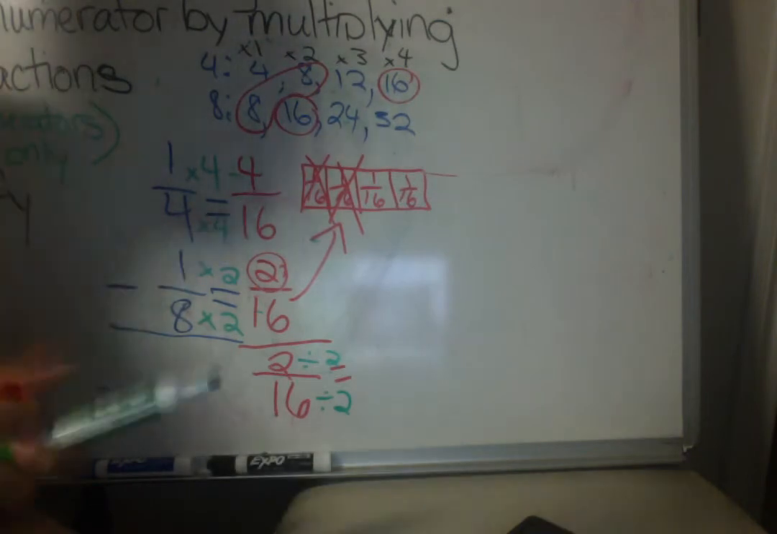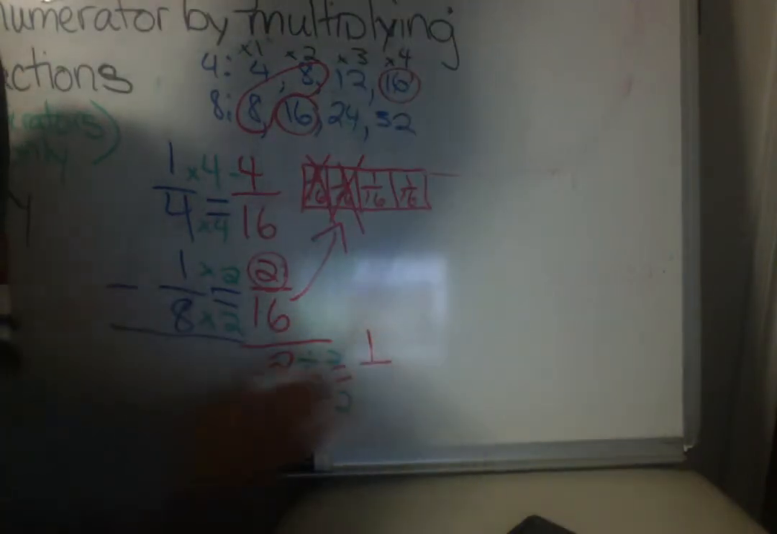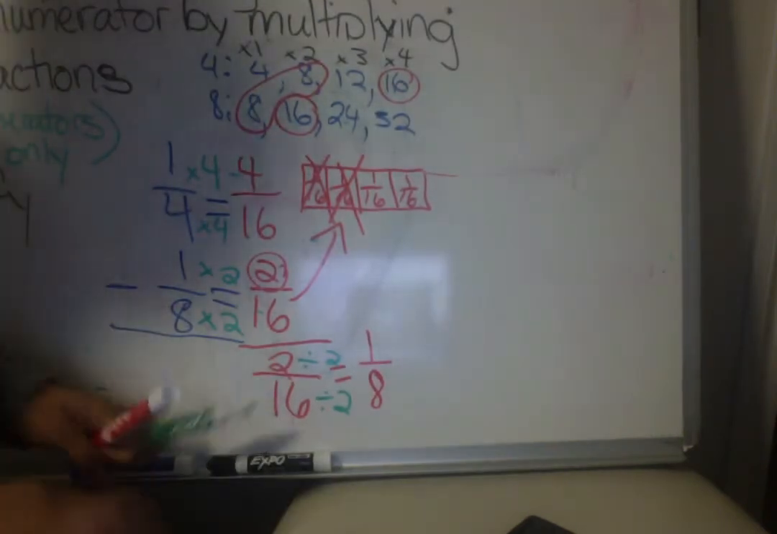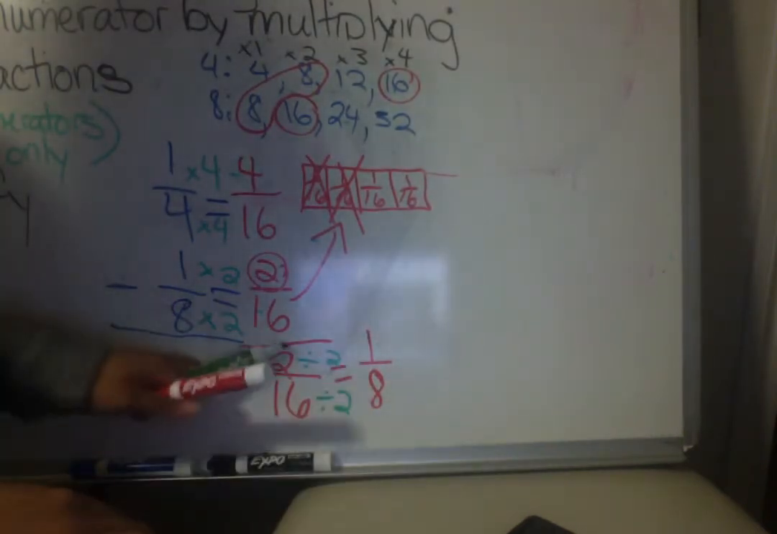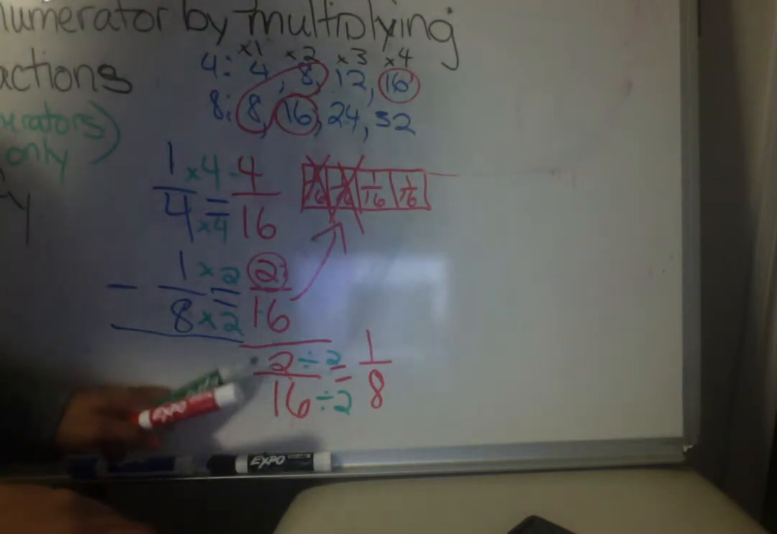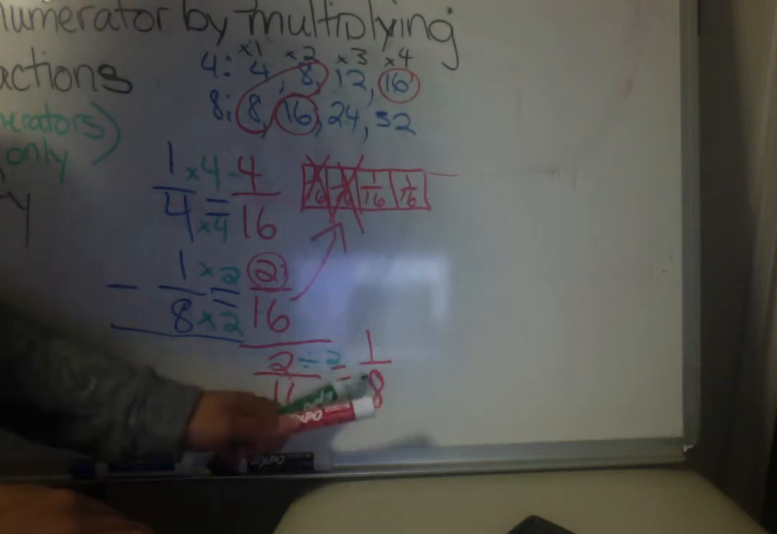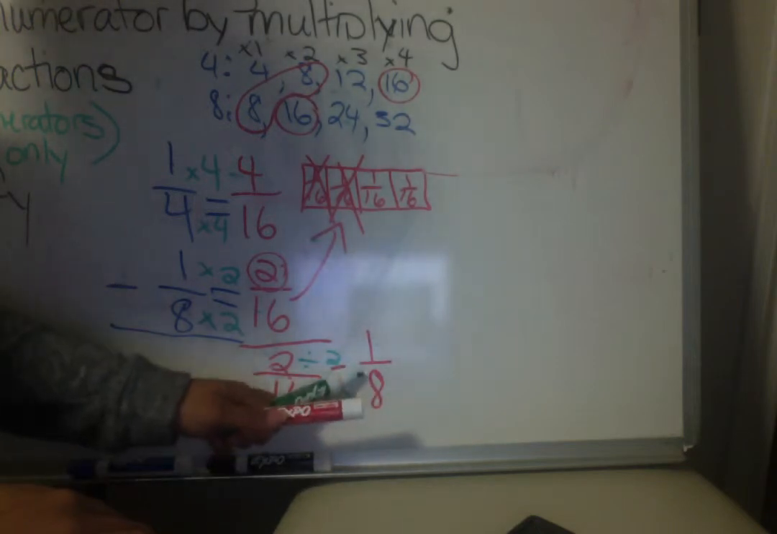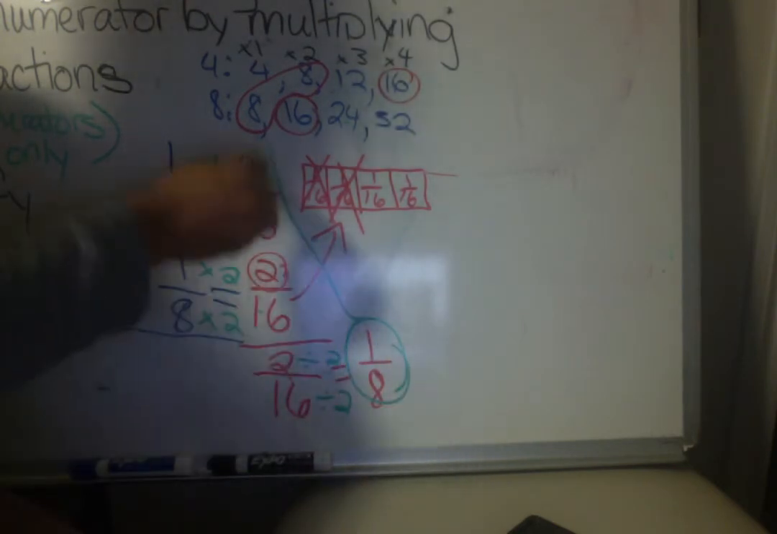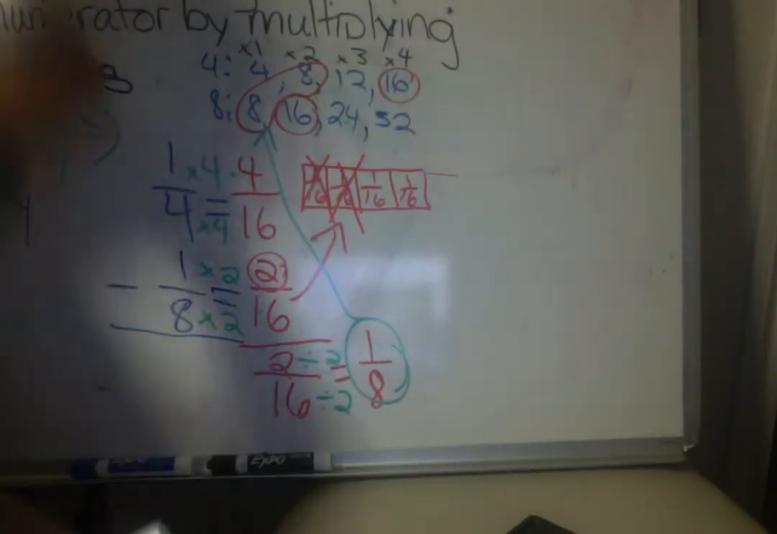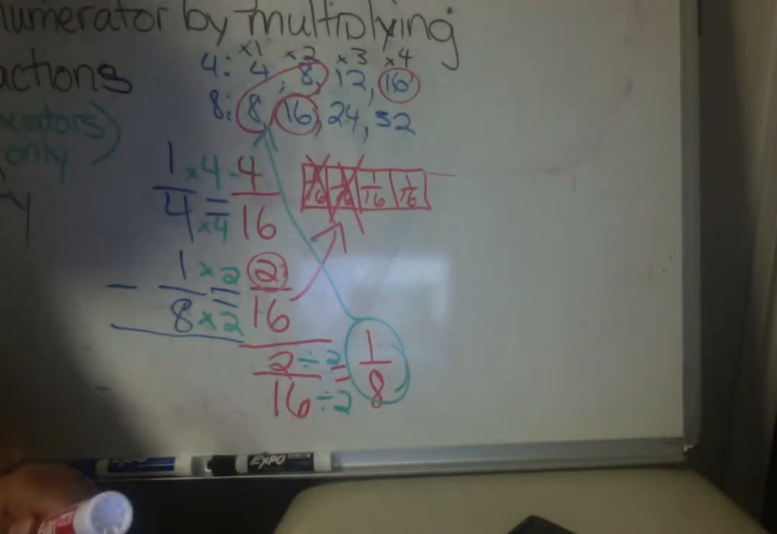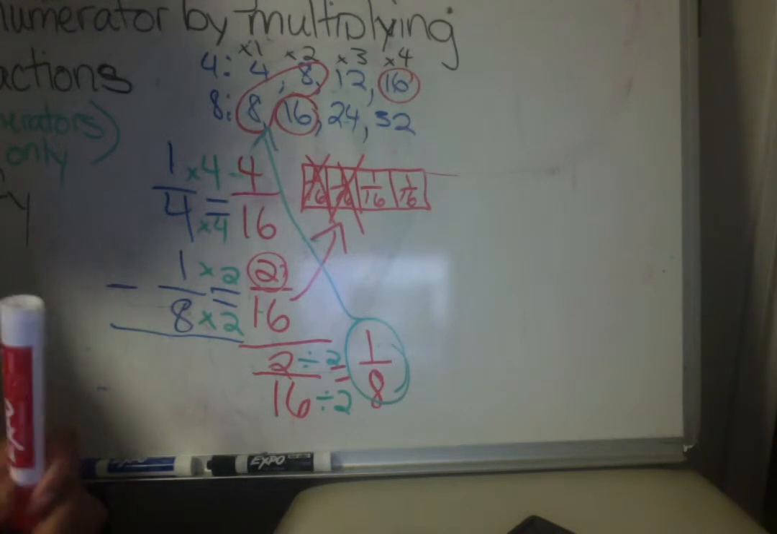2 divided by 2 is 1. 16 divided by 2 is 8. So my answer is 1/8, which is also equal to 2/16. So technically, if you wrote this, you are correct. But the better answer is to simplify and have 1/8. And look what happened. If I had noticed from the beginning that my denominator was an 8, my least common denominator was an 8, I would have got that answer in the first place. Do you see that?